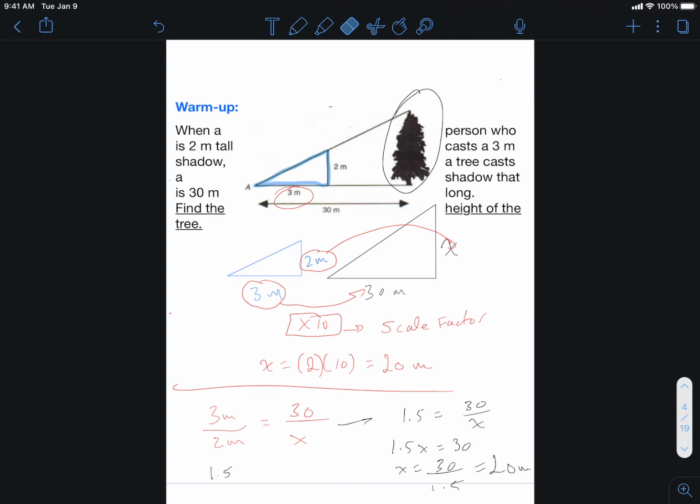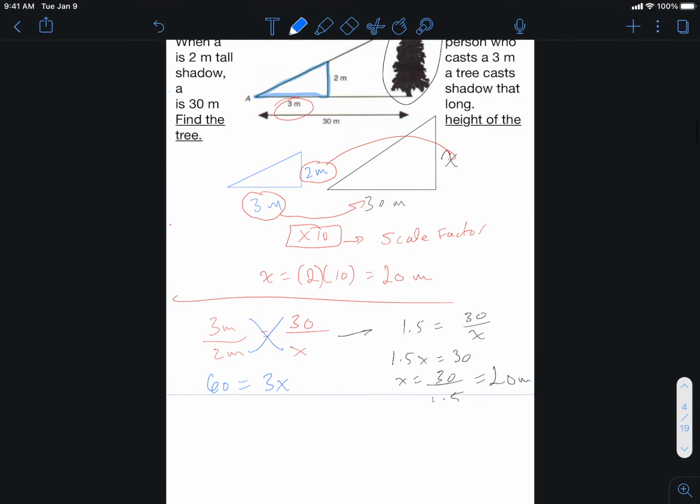If you like the solving method of cross multiplication, you could do that as well. That would be 30 times 2, which is 60, equal to 3x. Solve for x: x would equal 60 divided by 3. Any of these will work, the blue, the black, or the picture above. With similar triangles, they're kind of nice questions.